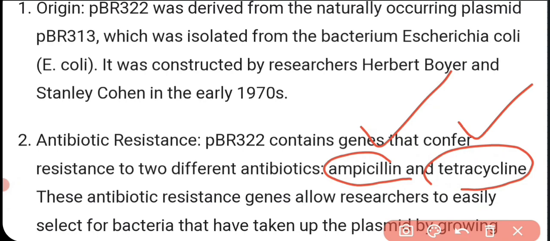So when someone is doing research, that person can easily grow that recombinant bacteria, because that bacteria has taken up the vector. So that bacteria will grow in a medium containing the antibiotics ampicillin and tetracycline, because it has the gene that is antibiotic resistant to ampicillin and tetracycline. By that, the researcher can easily recognize that single bacteria which is recombinant in nature.